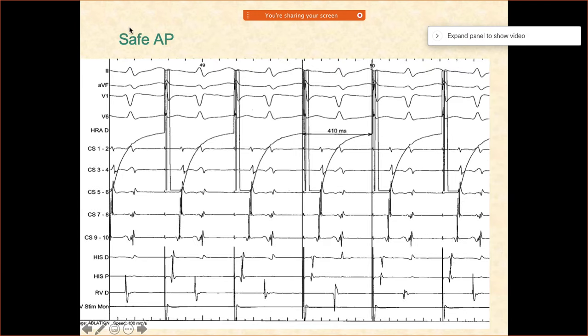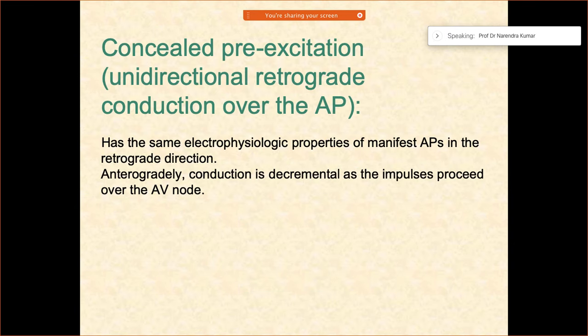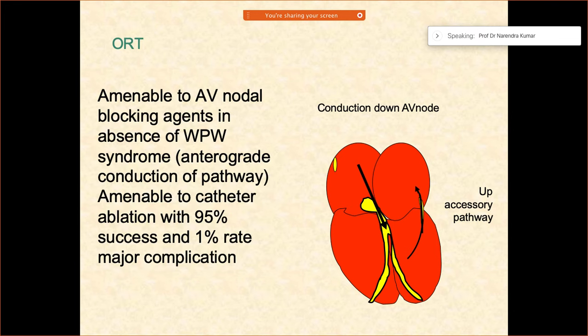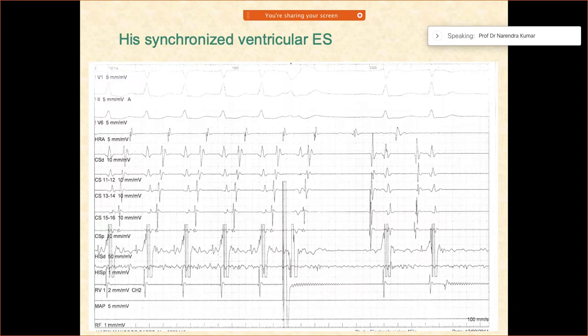So this I have written as a safe accessory pathway. Why? Because the ERP was less than 250 milliseconds. Something is called concealed pre-excitation. Why is it called concealed? Because the accessory pathway is there, but it won't get conducted anterogradely, only retrogradely. And that is the reason you will never be able to see a delta wave in those ECGs. So that is where the concept of orthodromic and antidromic comes, which I already explained to you.